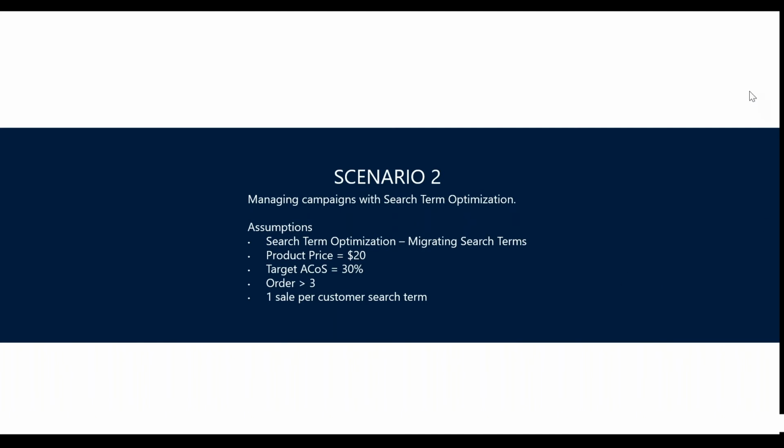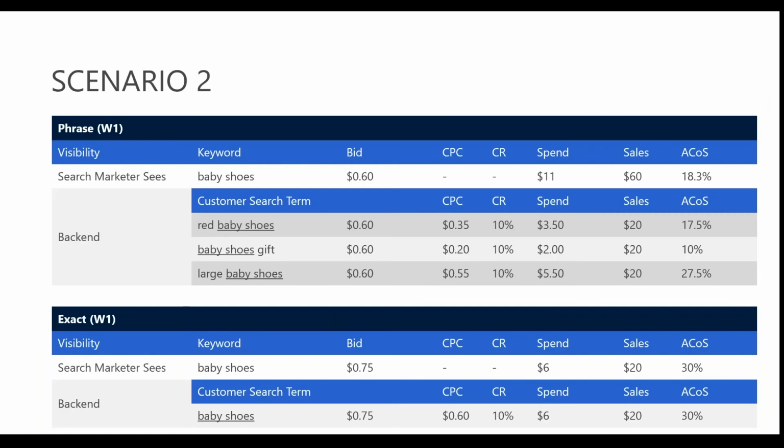All right. So we're going through scenario 2. This is going to actually have search term optimization, kind of referring to the question you had before. Product price $20, target ACoS 30%, but we're going to say there's an arbitrary rule where if there's orders greater than 3, we're going to migrate and negate those search terms. Again, 1 sale per customer search term. The story is going to be the exact same. This is what it looks like week 1. We're only manipulating 1 variable.